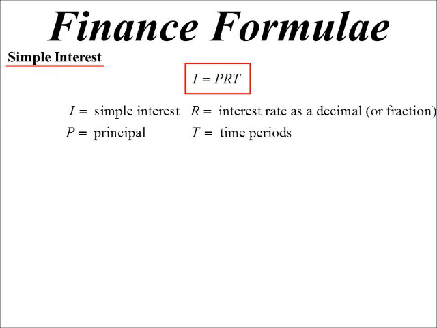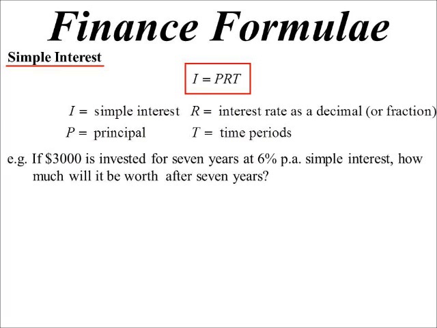One of the more useful applications, in this case of geometric series, is in finance calculations. You might remember way back in year 7, or it might have been primary school, whenever you first looked at percentages, we came up with this idea of simple interest, which was simply that the interest is PRT, where I is the total amount of interest, P is the principal, and R is the interest rate written as a decimal or a fraction, and T, of course, is the time periods.